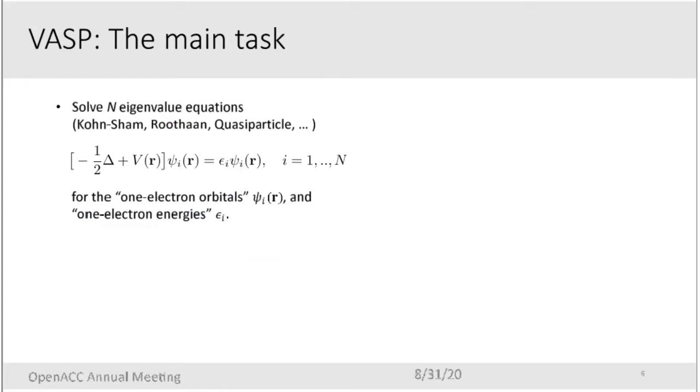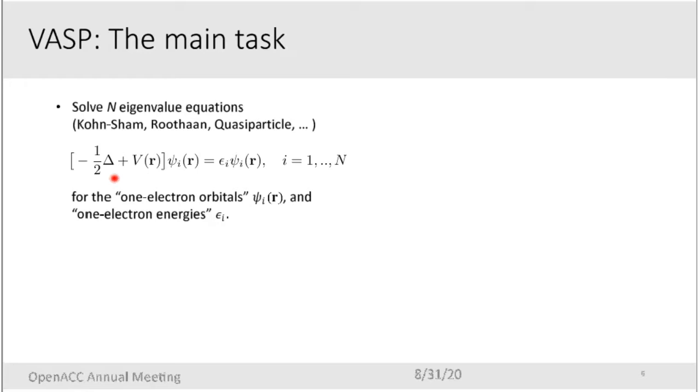So basically, before I show you some of the stuff that we have coded up, the main computational task that VASP does is solve eigenvalue equations. Depending on the level of approximation to which we solve the Schrödinger equation, these are Kohn-Sham, Roothaan, or quasi-particle equations. Whatever they may be, that is not so important now. But the set of eigenvalue equations is of the size of the number of electrons that we have in our simulation box, and that's typically several hundreds or up to several thousands.